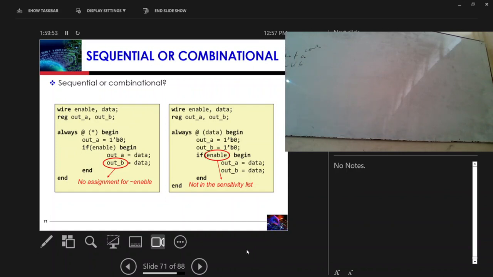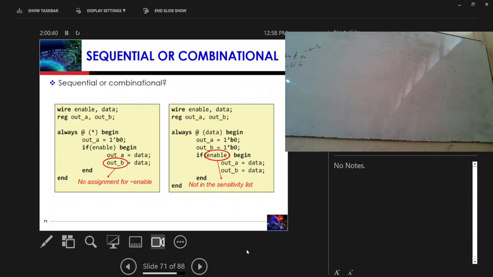Let's analyze out A, right? So let's see whether out A remembers or not. In the first place, always at star: if anything changes, what happens? Out A first of all starts from out A is equal to 0, before it comes into the if enable. Then if enable has changed, then if enable is 1, then data will be given to out A. That's what happens, right? So anytime anything changes, out A will go to 0. Then it comes to check if enable. So does out A remember or not? It doesn't remember, because every time anything changes, it goes to 0.